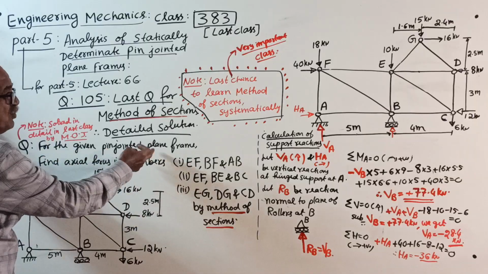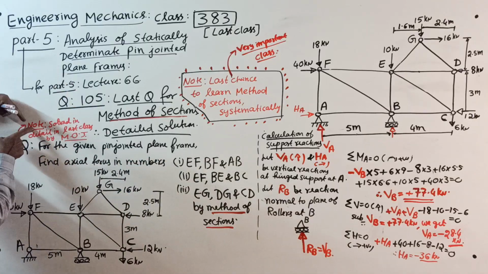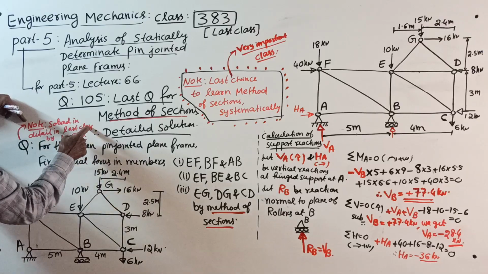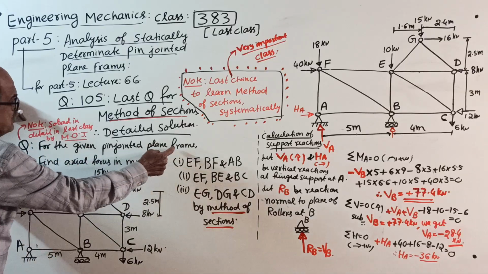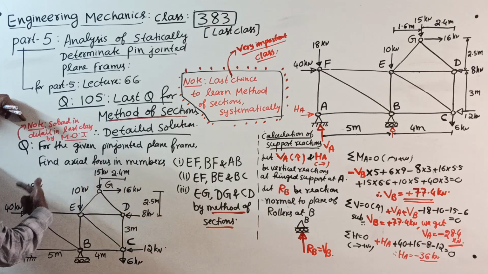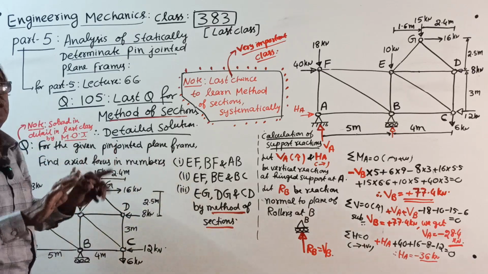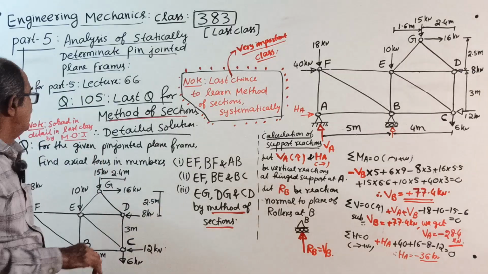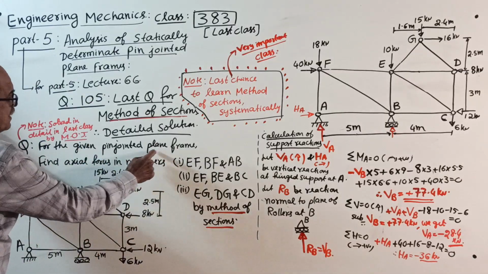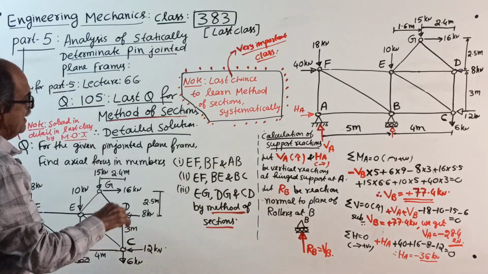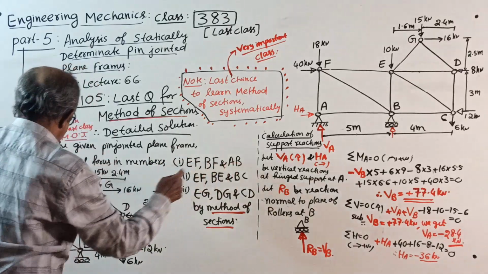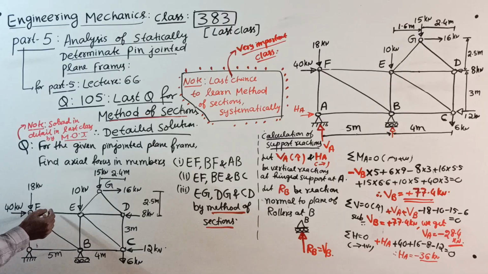For the last time the question was, see, I'll tell you, note. Solved in detail last class by method of joint, where I wrote, for the given pin jointed plane frame, find axial forces in all members by method of joint. Uploaded. Okay, now today, for the given pin jointed plane frame, find axial forces in the members. 3 groups are there: EF, BF, and AB. See, I'll tick here: EF, BF, and AB, one group.